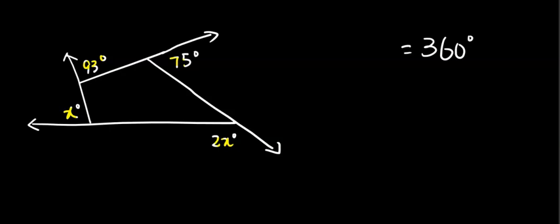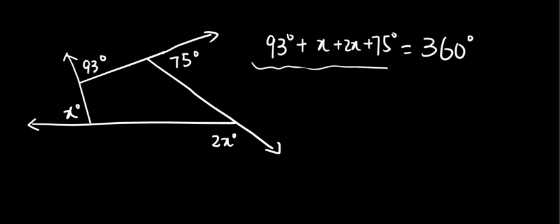Therefore, we're going to put them together. When we say together, we mean we're going to add them. 93, add, I have 1x here, I have 2x here, and I have 75. When we add all these exterior angles of this convex polygon, we have the sum is always 360. Okay, then we can solve for x.